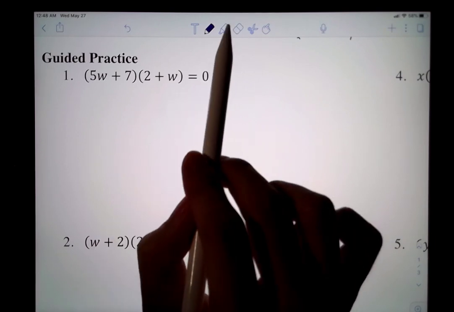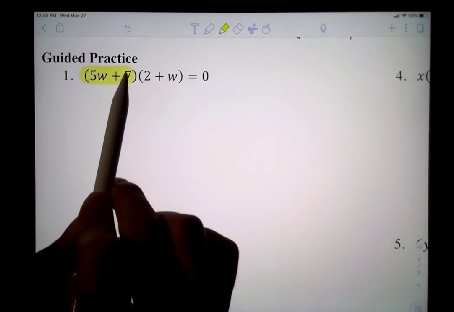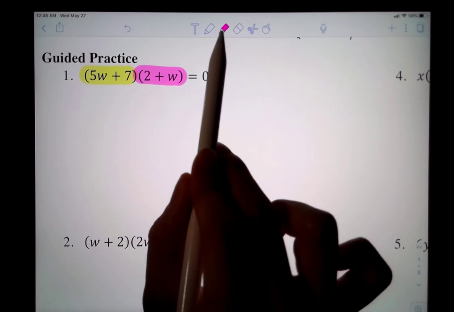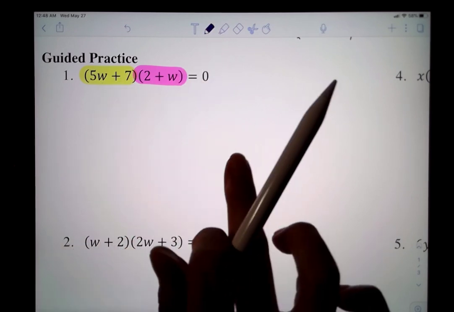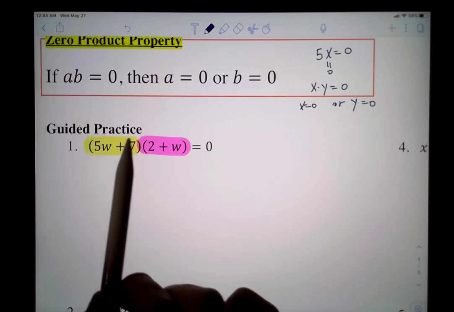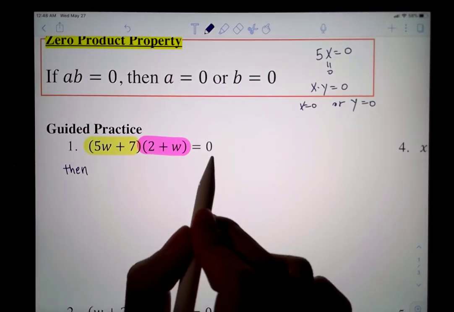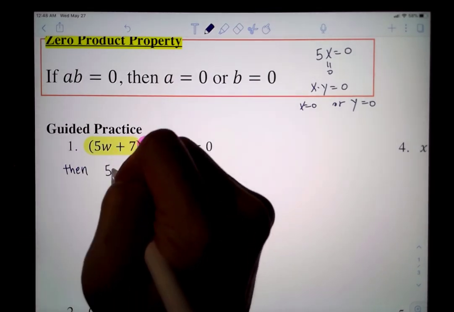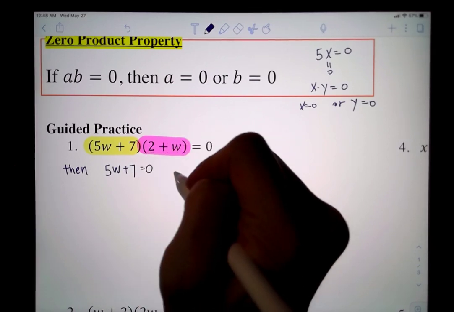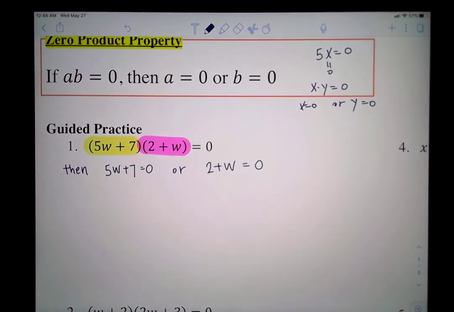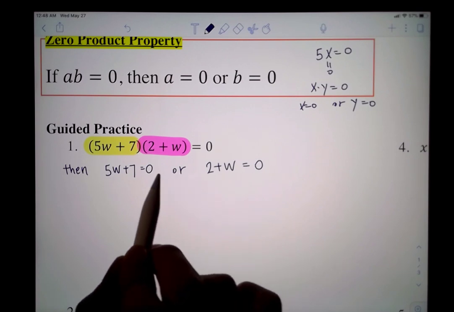So all we need to do is what? We will use the zero product property. You have this times this, right? So you're multiplying these two, because your product is 0, right? So we can say 5w plus 7 equals 0, or 2 plus w equals 0, right? By the zero product property. And then what? You just solve the linear equation for both. So you just solve these two.